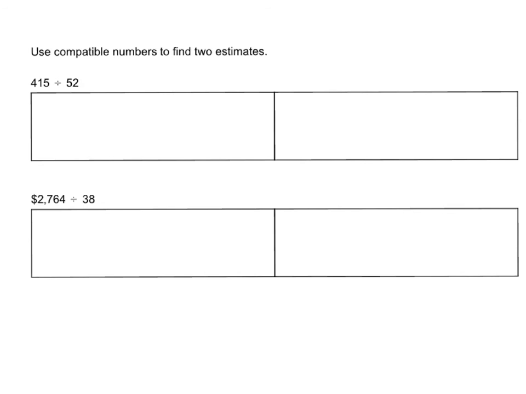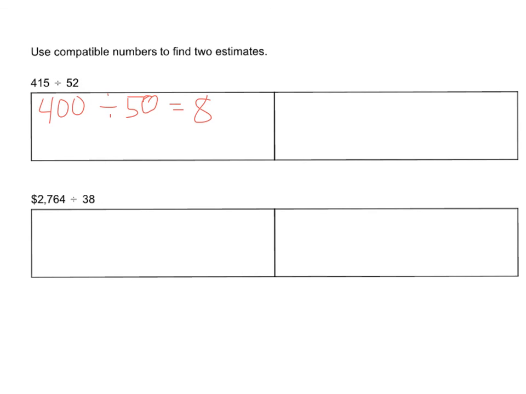Let's practice a little bit. First problem, we have 415 divided by 52. 415, that's pretty close there to 400. And that would work nicely if I rounded my 52 down to 50. And that would give me an estimate of 8.